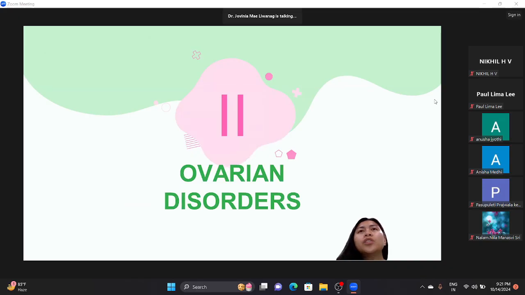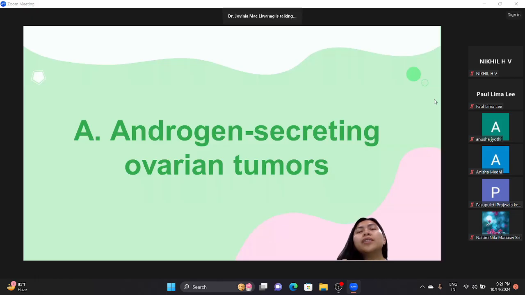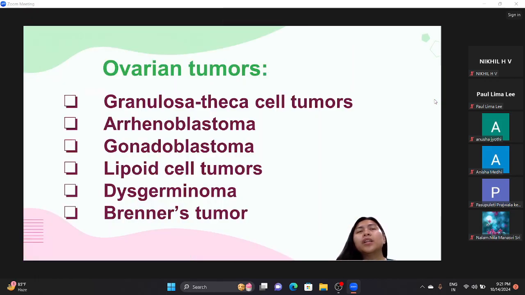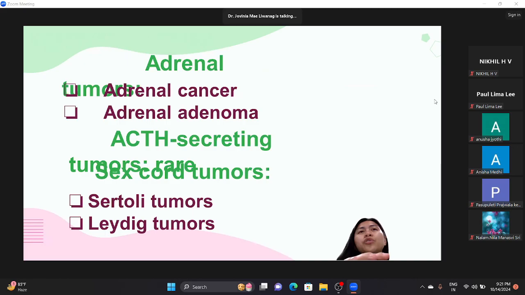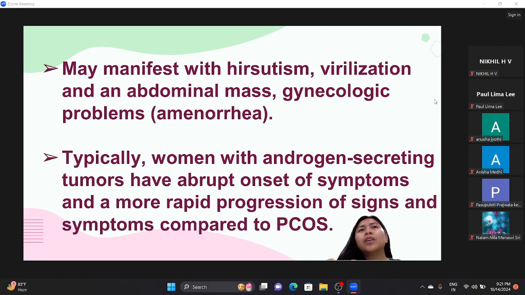And under ovarian disorder, there are androgen secreting ovarian tumors. So ovarian tumors like granulosa theca cell tumor, arrhenoblastoma, dysgerminoma, those are examples of ovarian tumors. Under adrenal tumors, we have adrenal cancer and adrenal adenoma. ACTH secreting tumors, these are rare. They have the sex cord tumors. So, this may manifest with hirsutism, virilization, and abdominal mass.